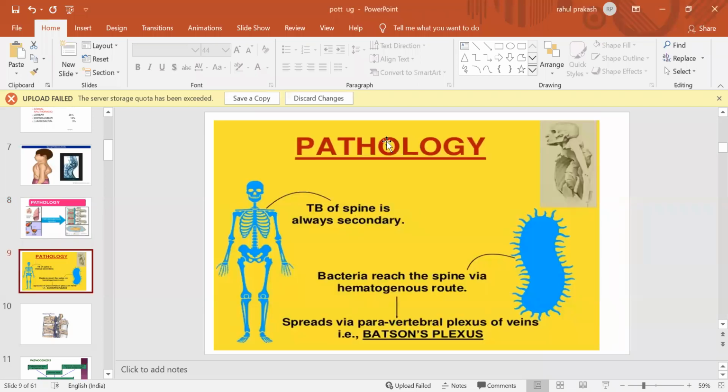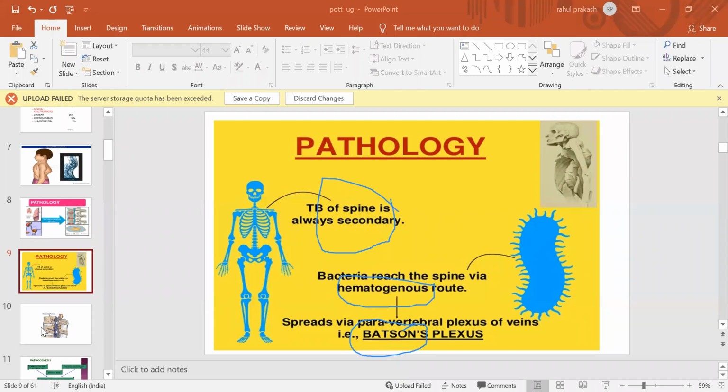So TB is always secondary. You should remember this. It is always secondary, and it is via the hematogenous route. There are many blood vessels and many venous plexuses. The venous plexus is known as the Batson venous plexus. So remember the name Batson. TB is always secondary, via the hematogenous route through the Batson venous plexus.